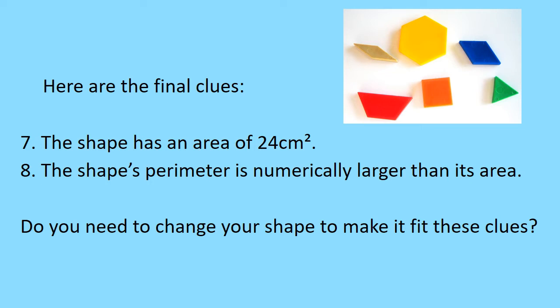But here are 2 final clues. The shape has an area of 24 centimetres squared, and the shape's perimeter is numerically larger than its area. Have a look. Do you need to change your shape to make it fit these clues? Pause the video while you do your drawing.